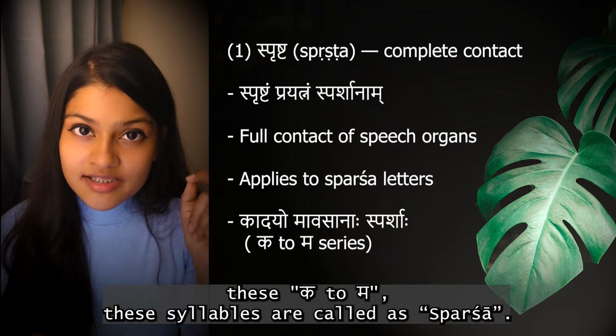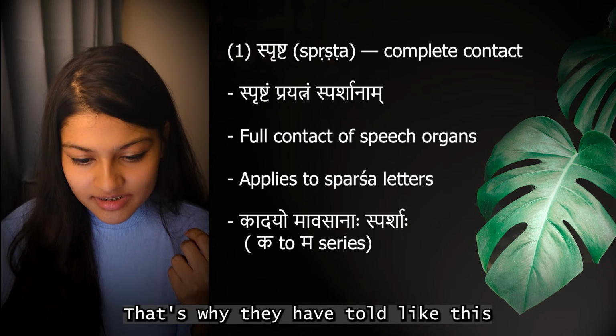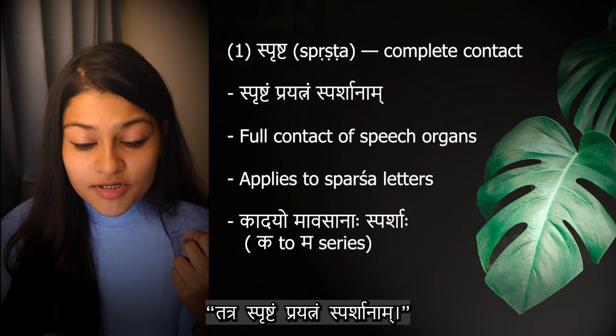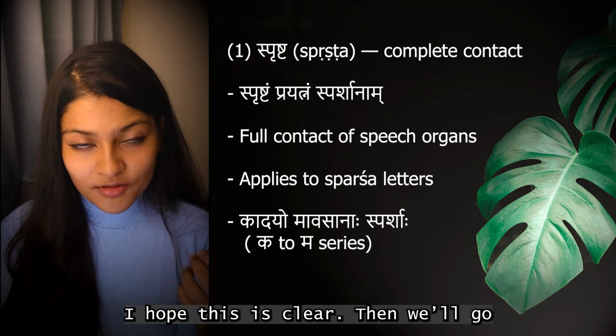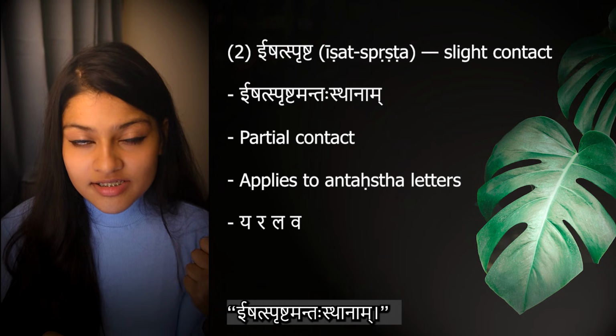And one more thing, these ka to ma syllables are called sparsha. That's why they have said, tatra sprishtam prayatnam sparshanam. I hope this is clear. Then we'll go to Ishat Sprishtam Antasthanam.